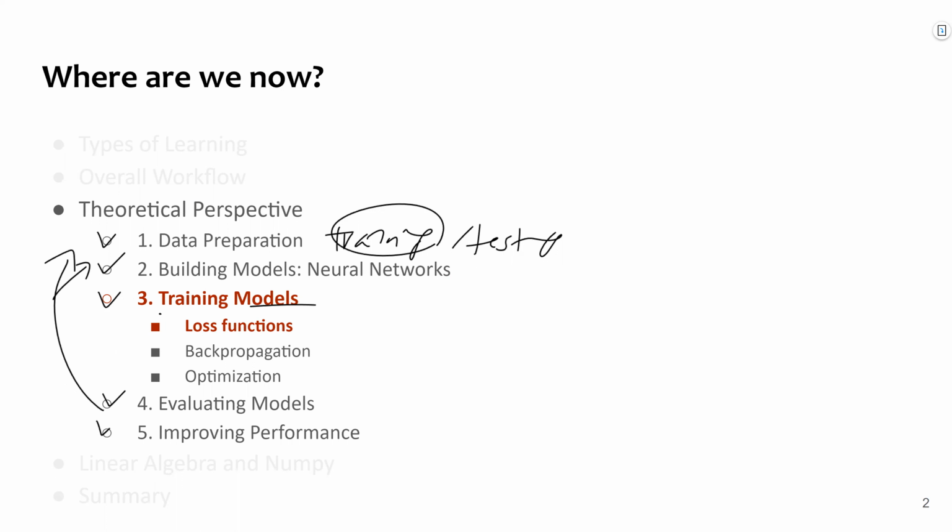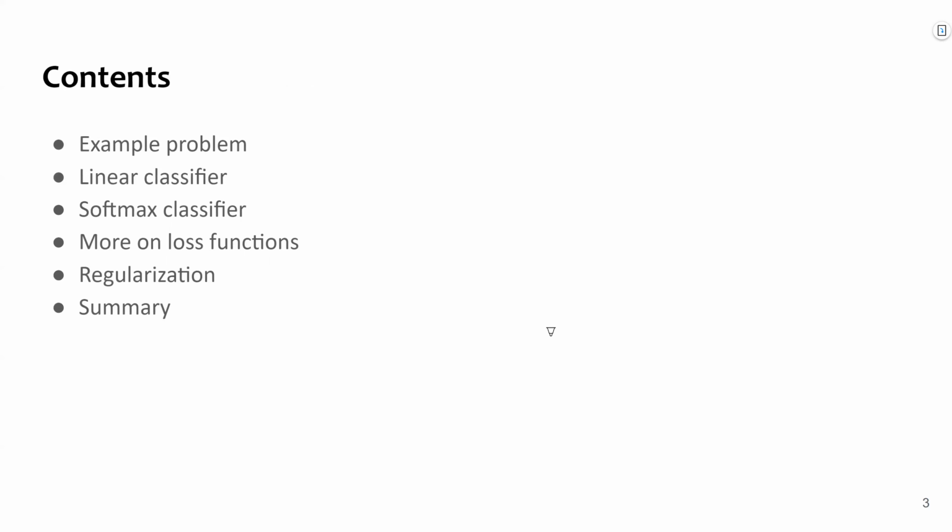And in the process of training models, we first need to define loss functions. That is the topic of this session. After defining loss functions, we can do something called backpropagation using our loss functions, and then we can optimize our model parameters. So where we are now, we are talking about loss functions for training models. And these are the contents we're going to talk about today.